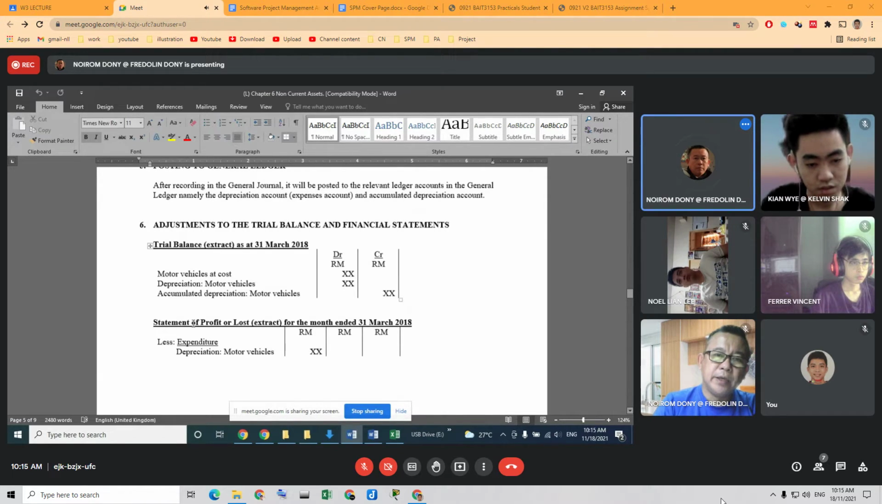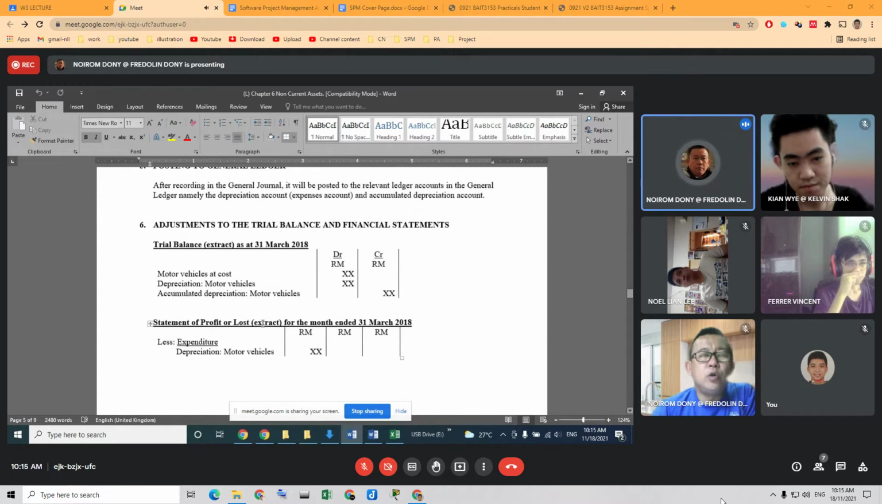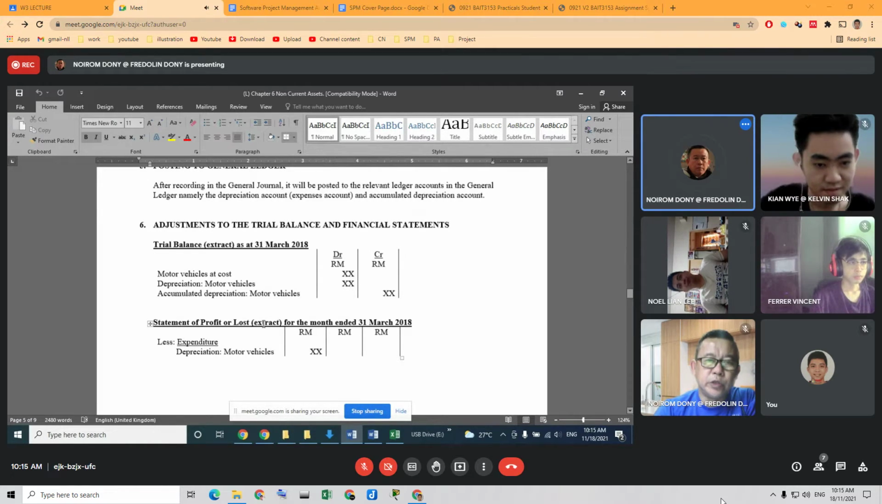And you will see this one is also a statement of profit or loss for the month ended 31st of March. And again, in the bracket is extract. So we are only showing part of the statement of profit or loss that is related to depreciation. Remember, depreciation is an expense. Like what I've said to you, every expense we have to close off. Close off meaning we have to credit depreciation and we have to debit SPL, isn't it?